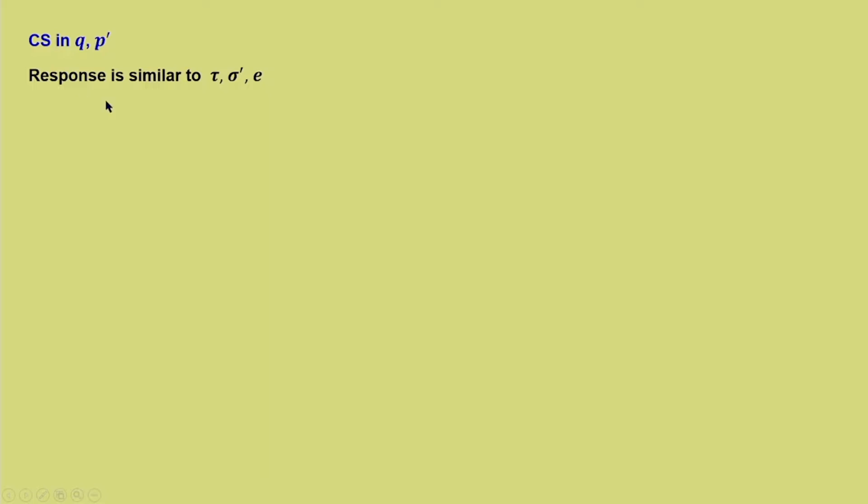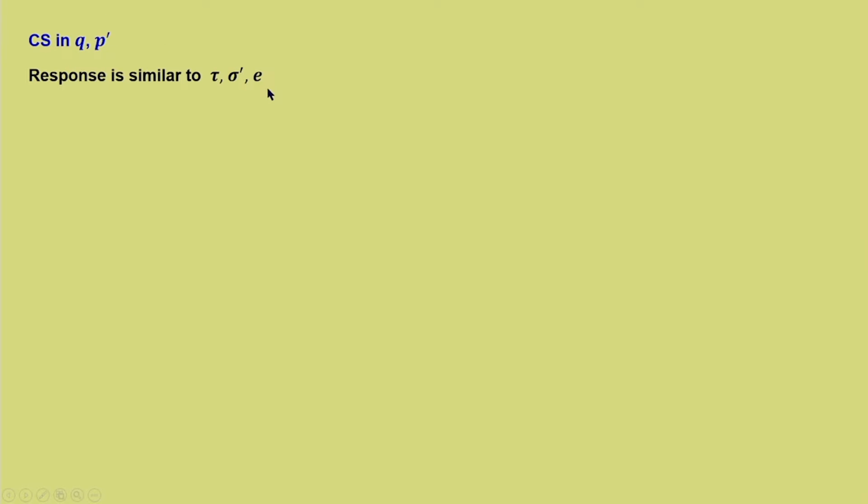Further on we will deal only with q-p dash-V space, or you can also write it in terms of q-p dash-e, because e and V have a difference of only 1. So, 1 plus e gives V. Both are valid, but while understanding the critical state framework, let us discuss both. Whatever we have discussed now in terms of tau, sigma dash, e, we will see in q-p dash and V. The response is similar to tau, sigma dash, e.